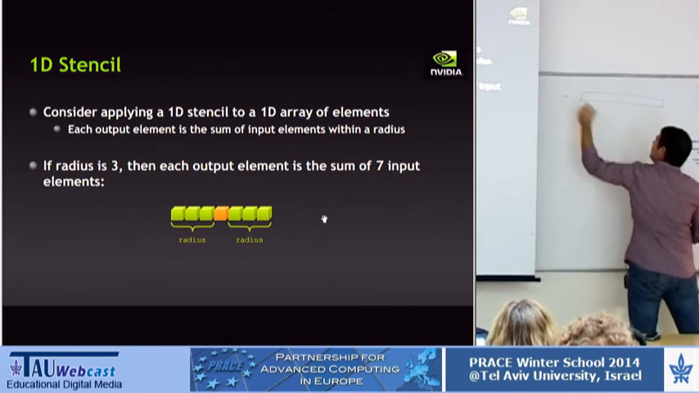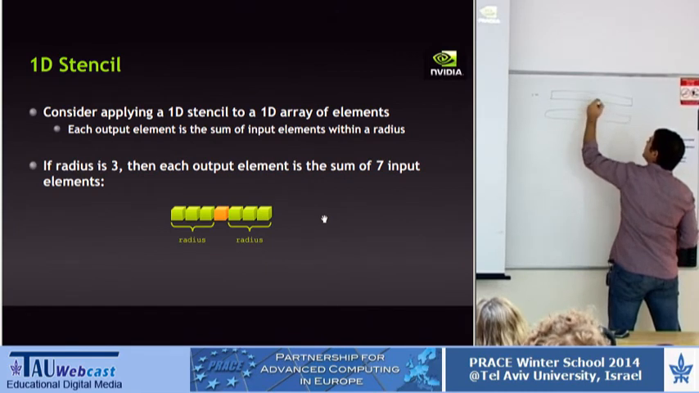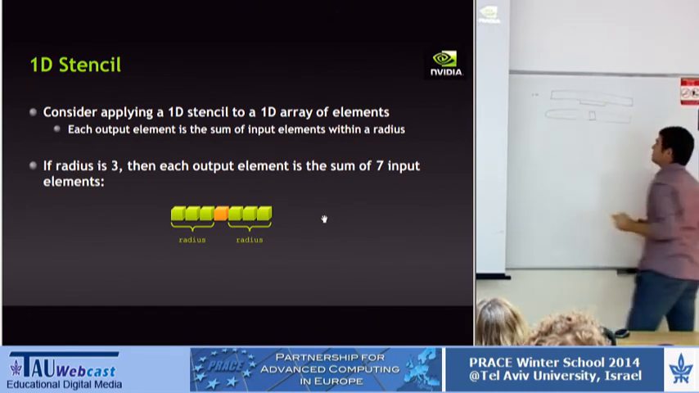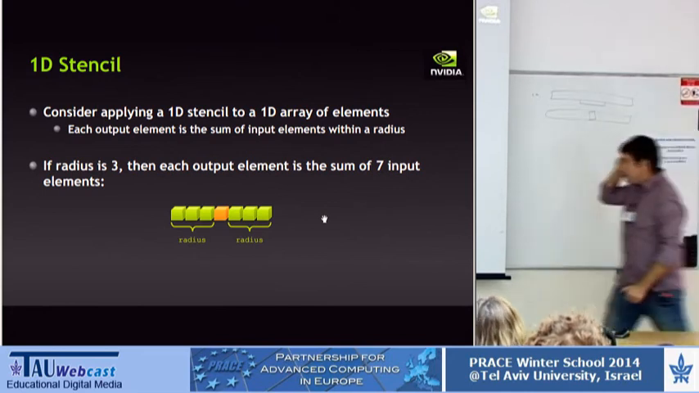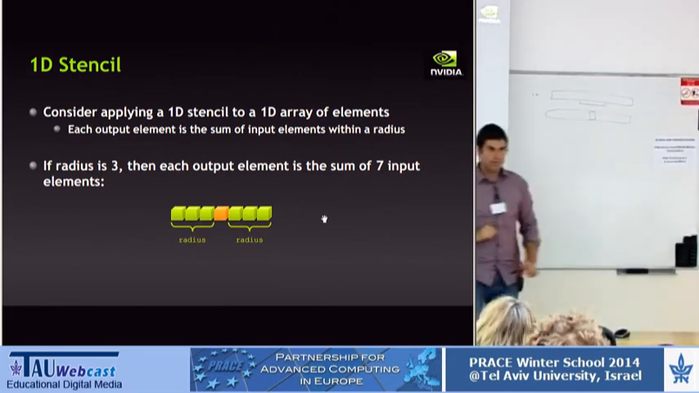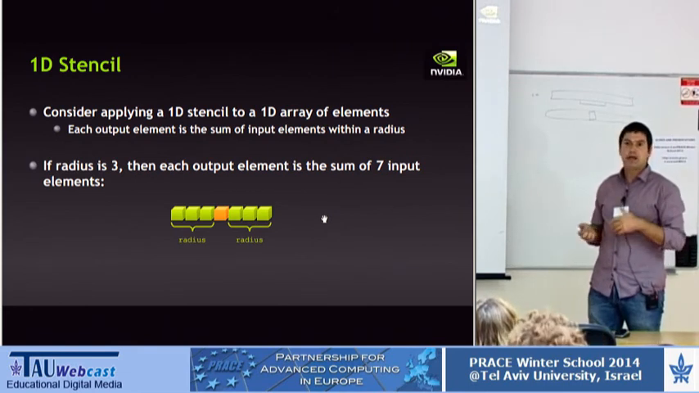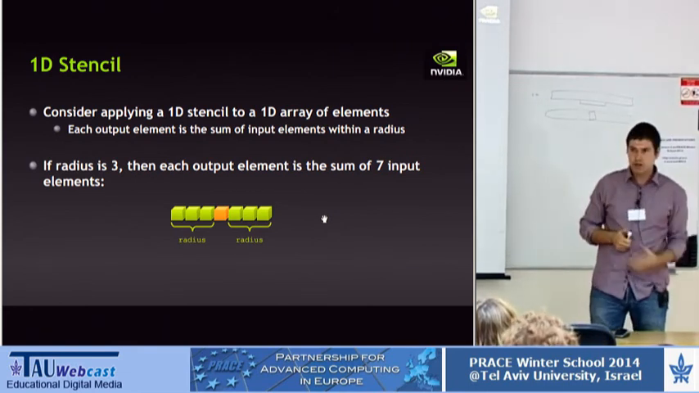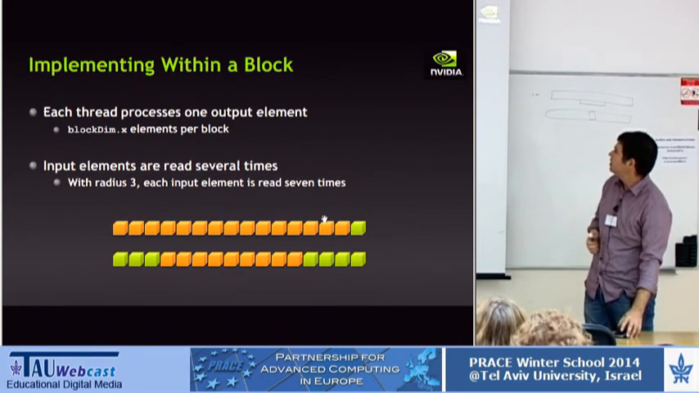In the output vector, each element is, let's say, the sum of these elements around it. And here we can use a radius of 3. This is the operation we want to do. It can be an average, it can be some linear combination of them, whatever. It's a sort of one-dimensional filter.